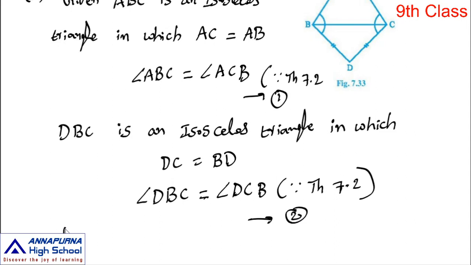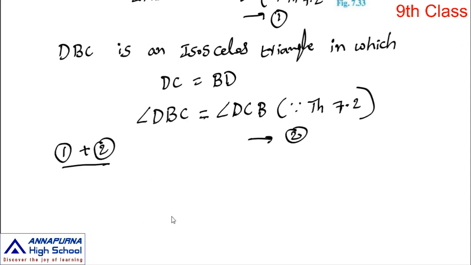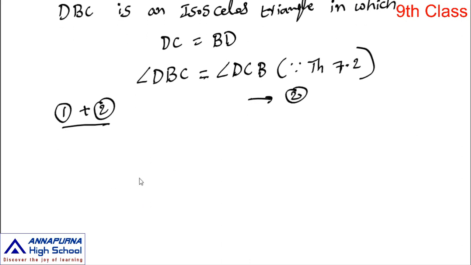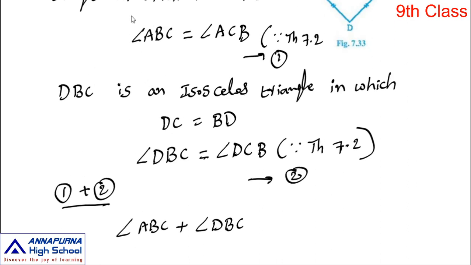Adding equation 1 and 2. First we added the left hand side angles: angle ABC plus angle DBC is equal to, next we added the right hand side angles: angle ACB plus angle DCB.